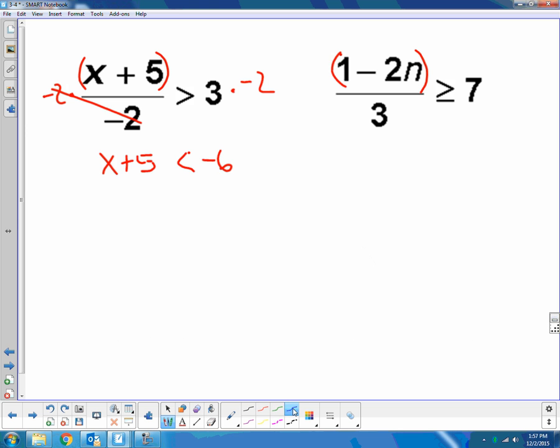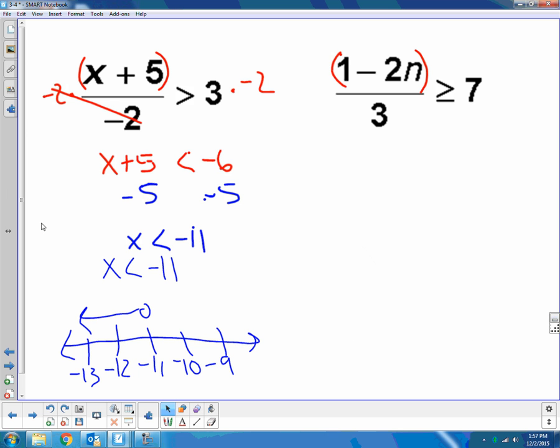Then I can deal with the adding by subtracting 5 from both sides, minus 5 from both sides. I end up that x is less than -11, which I believe is what we have right there. Yes, and there's our graph for it as well.